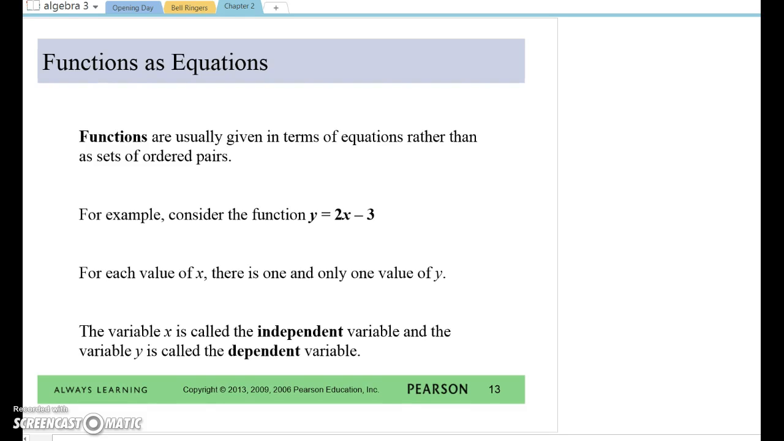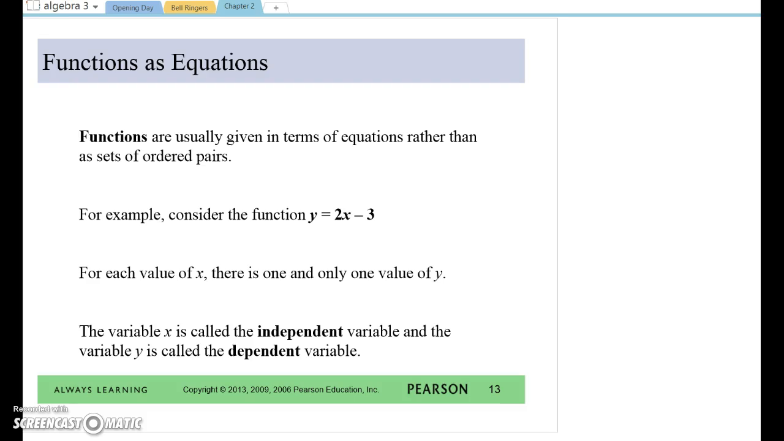Alright, so functions are usually given in terms of equations rather than a set of ordered pairs. So we are used to functions as y equals 2x minus 3. You can also have like x squared plus 5. Anything that's an equation usually is a function. For each value of x, there is only one value of y.